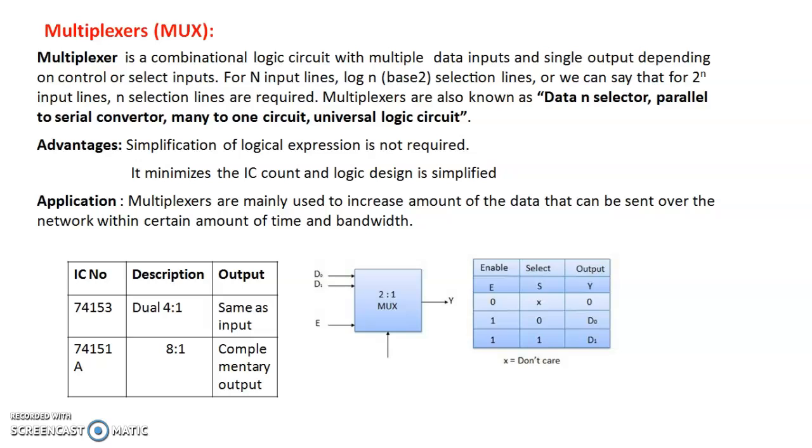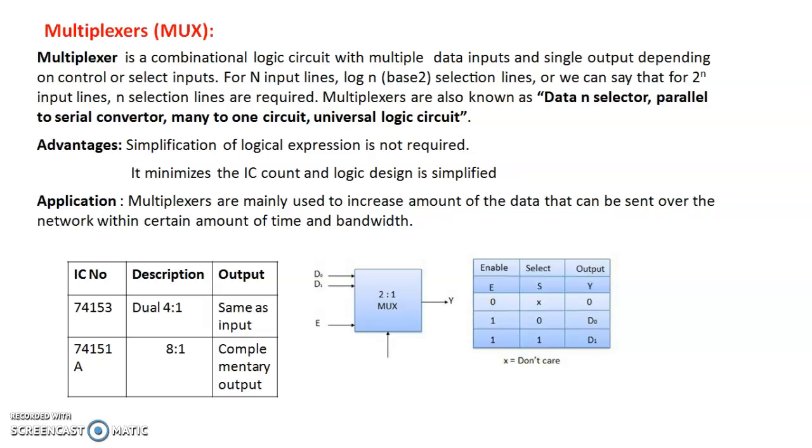Now the applications of multiplexer. It is basically used to increase the amount of data that can be sent over the network within the certain amount of time and bandwidth. That is the main application of multiplexer. So IC for the multiplexers are 74153. We can use 74151 also. Dual 4:1 is one of the type of multiplexer, and other types of multiplexer are 8:1, 16:1, 32:1.